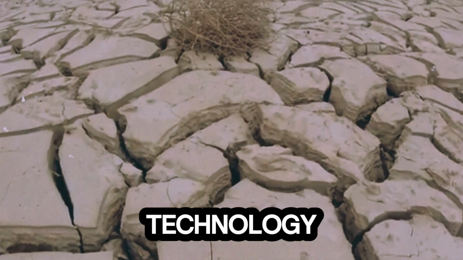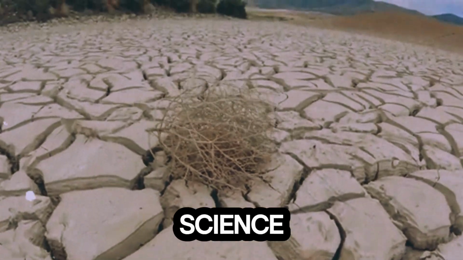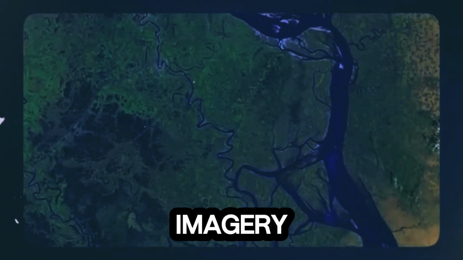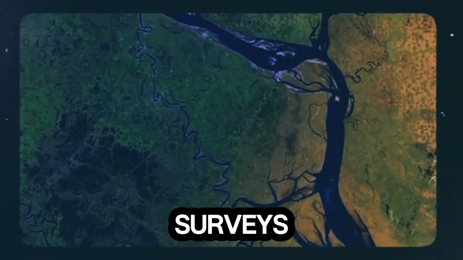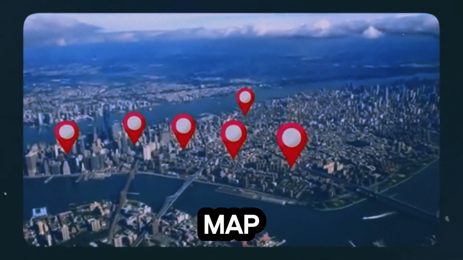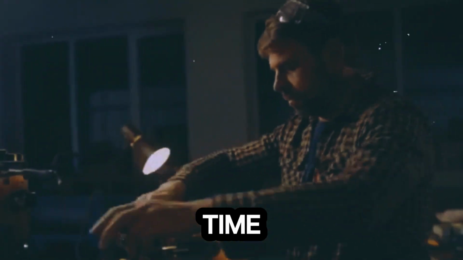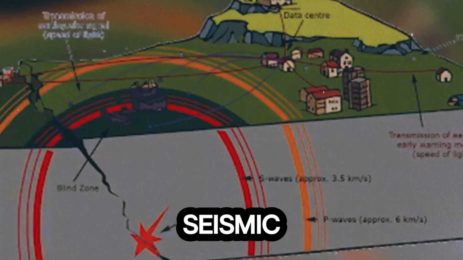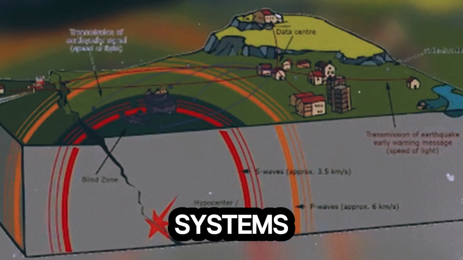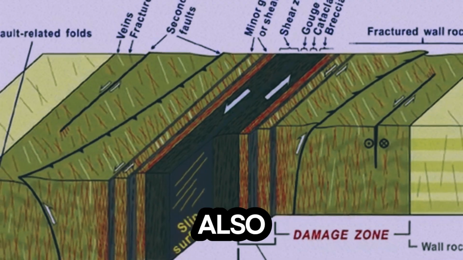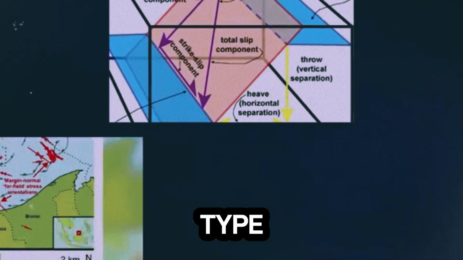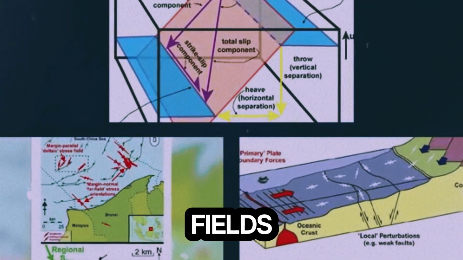Recent advances in technology have revolutionized the field of seismic science. High-resolution satellite imagery, LiDAR, light detection and ranging surveys, and GPS, global positioning system measurements, allow scientists to map fault systems with unprecedented detail. These tools enable researchers to monitor subtle changes in fault geometry and strain accumulation over time, enhancing our ability to forecast seismic activity and improve early warning systems. The dynamics of fault systems are also influenced by factors such as rock type, fault geometry, and regional stress fields.